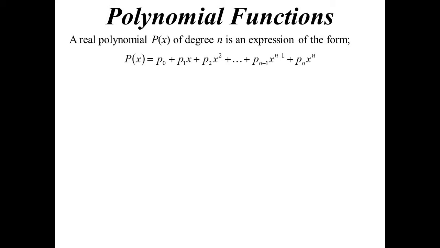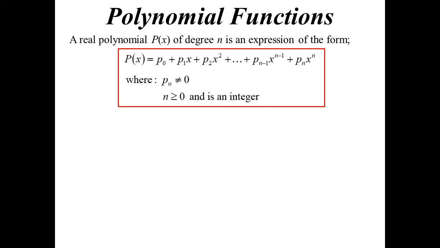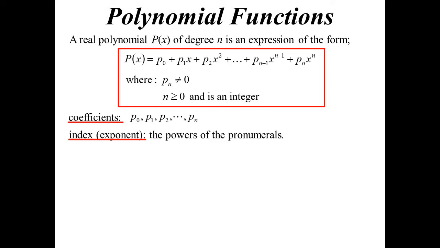So, some technicalities. Pn can't equal 0. But the other key thing is the powers of x have to be an integer, or more to the point, a positive integer, or 0. You can't have negative indices in a polynomial. So coefficients, well, we should know what coefficients are. They're the number, if you like, that sits in front of the algebra. The index, or exponent, are just fancy words for the powers of the pronumerals.